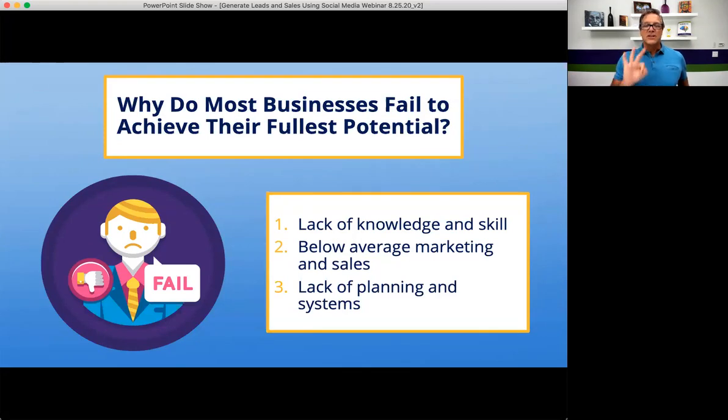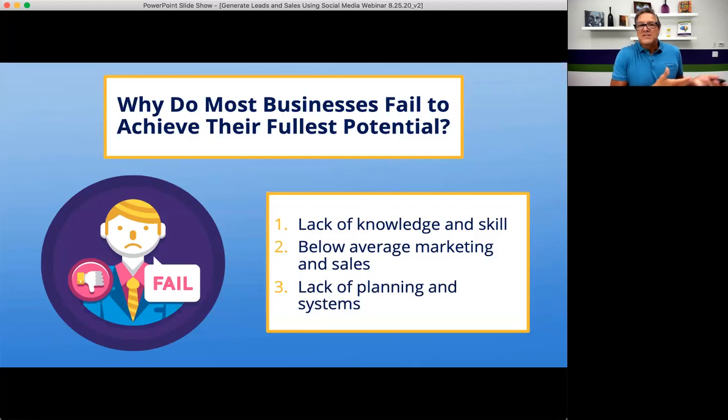Do you agree with the 3 bullet points that are here right now? Is it a lack of knowledge and skill in some cases, right? Is it below average or average marketing and sales? And do you think maybe it's a lack of planning and systems? Do you think these are accurate? Now, of course, there's other factors, but they're going to fit into one of these arenas, right?